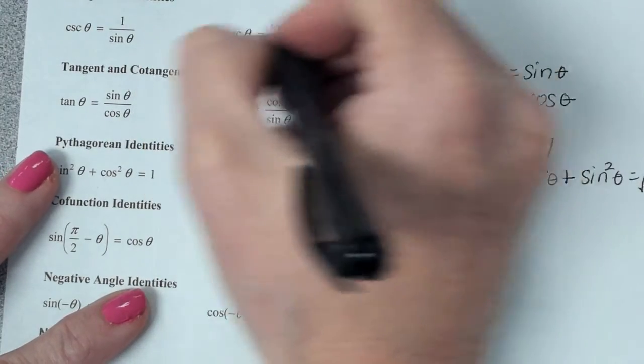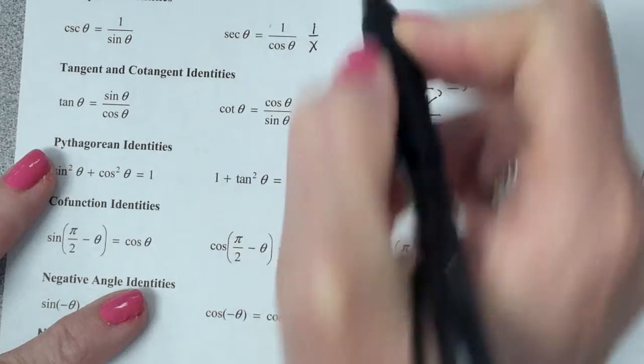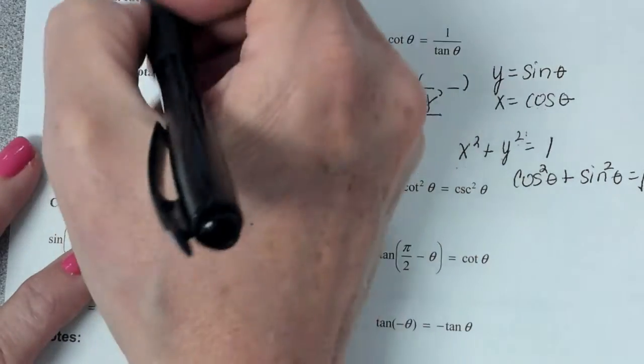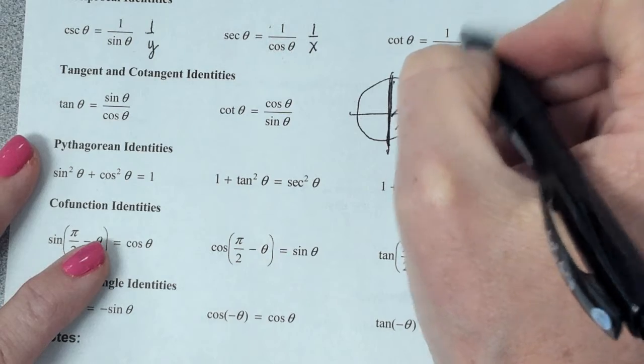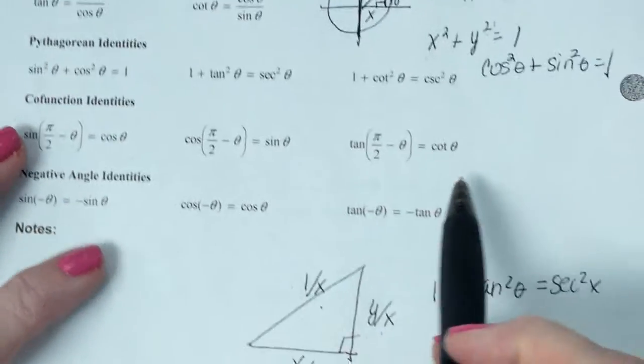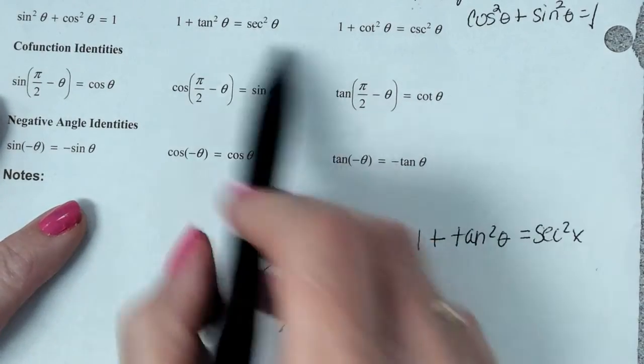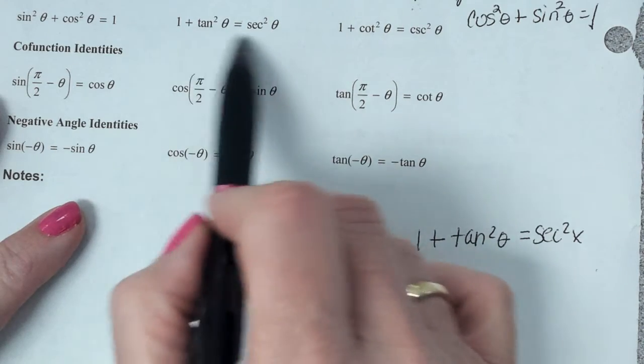See, let's write this even. Secant is 1 over x, because we know cosine is x. Cosecant is 1 over y, because sine is y. Okay, so see how we get this next identity?